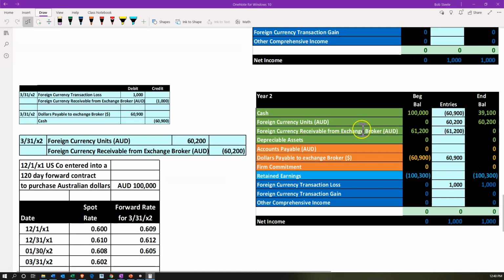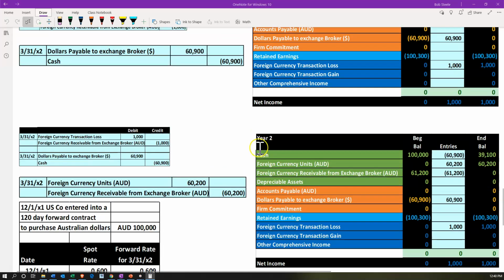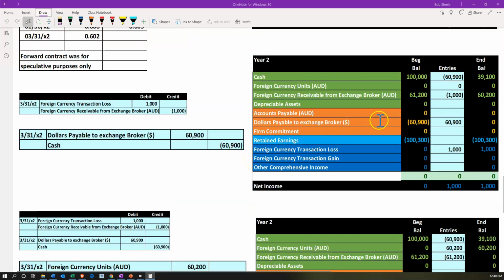Next, the other side of the foreign contract is going to take place, which is that we're going to collect on the receivable side of things. So let's go back up prior to the collection first. We had the 60,200 in this receivable. We're going to collect on it now. Now you might think that we should debit cash and then credit the receivable, but we're not going to debit cash because cash represents US currency, dollars, but we're going to get Australian dollars.